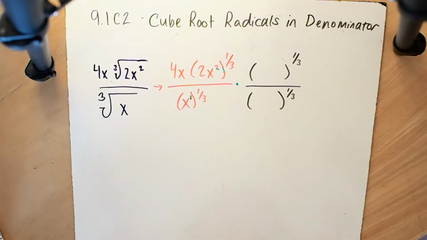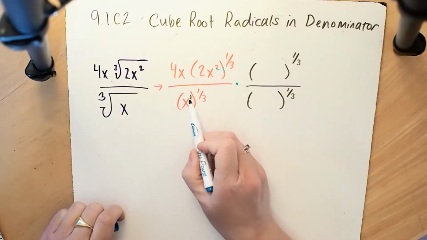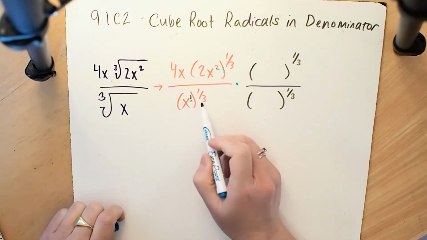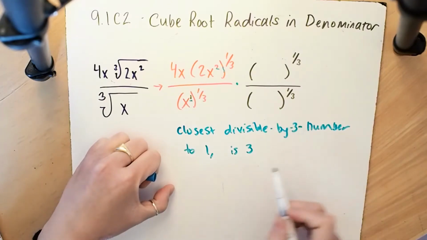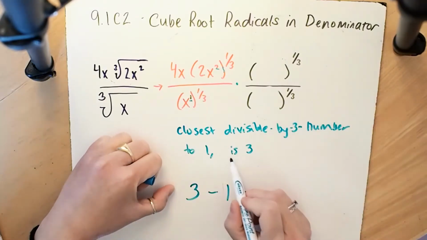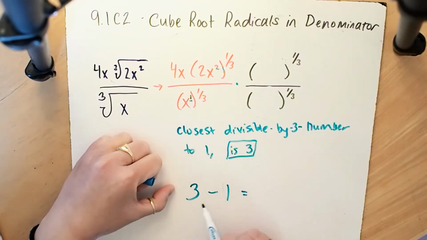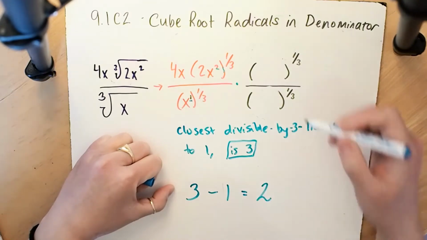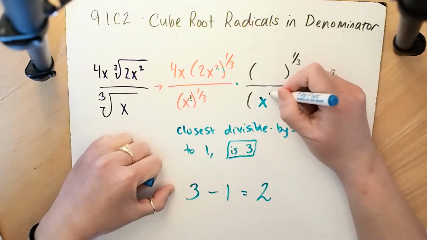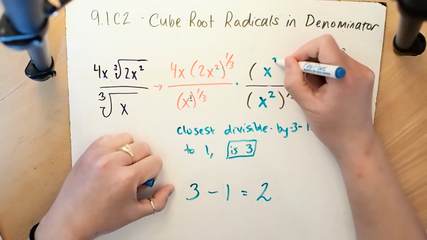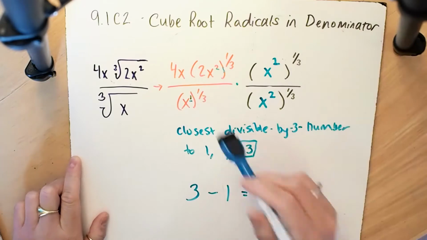We need to make sure that whatever is on the inside of this exponential expression here, when we add the exponent to 1, we need to make that number divisible by 3. So the closest divisible by 3 number to 1 is 3. So when we take that closest divisible by 3 number, and we subtract this exponent here, so 3 minus 1, we get 2. That tells us that what goes on the inside here, we take the same base, x, and we put x squared, x to the 2. Okay, we multiply both the top and the bottom, so technically it doesn't change.